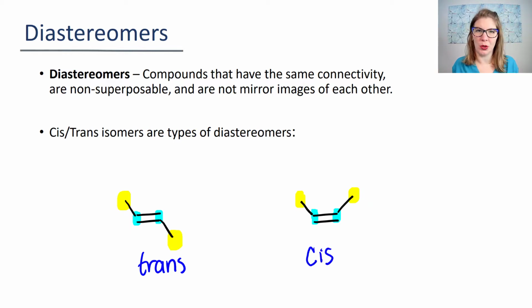These two molecules have the same connectivity. They have a CH3 and then a carbon that's sp2 hybridized, and then bound to another carbon that's in a double bond, and then another CH3. So they have the same connectivity, but they're not the same molecule, and you know what? They're not mirror images. So these are types of diastereomers.